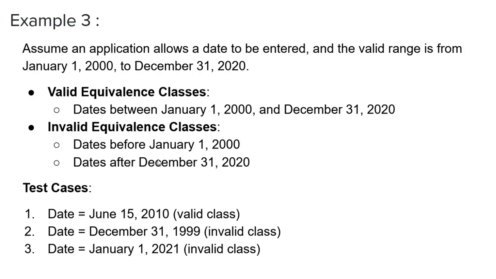And what is the next step? We have to pick one value from each class. For the valid class, we can pick one value. For the invalid classes also, we can pick one value. And we can test our test cases with these three values, which will eventually cover all three classes, the valid class as well as the invalid classes.